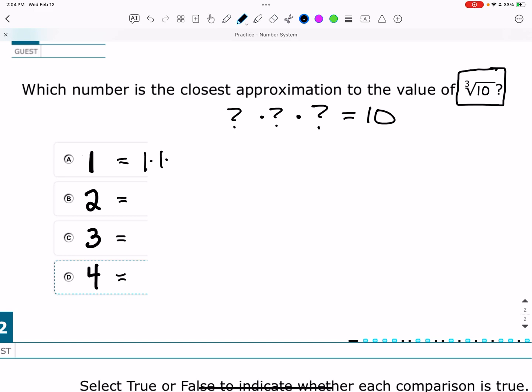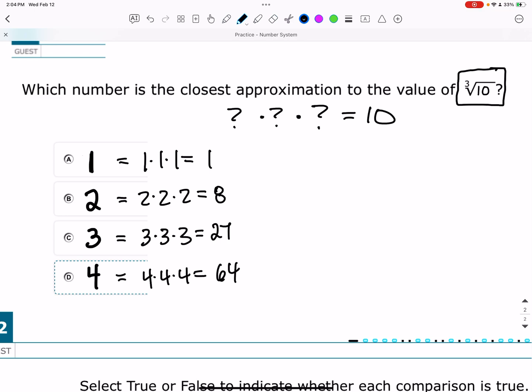1 times 1 times 1 is 1. Okay, that's sort of close to 10. 2 times 2 times 2 is 2 times 2 is 4 times 2 is 8. That's pretty close to 10. 3 times 3 times 3 is 3 times 3 is 9 times 3 is 27. All right, we're already too big. And 4 times 4 times 4 is 64.